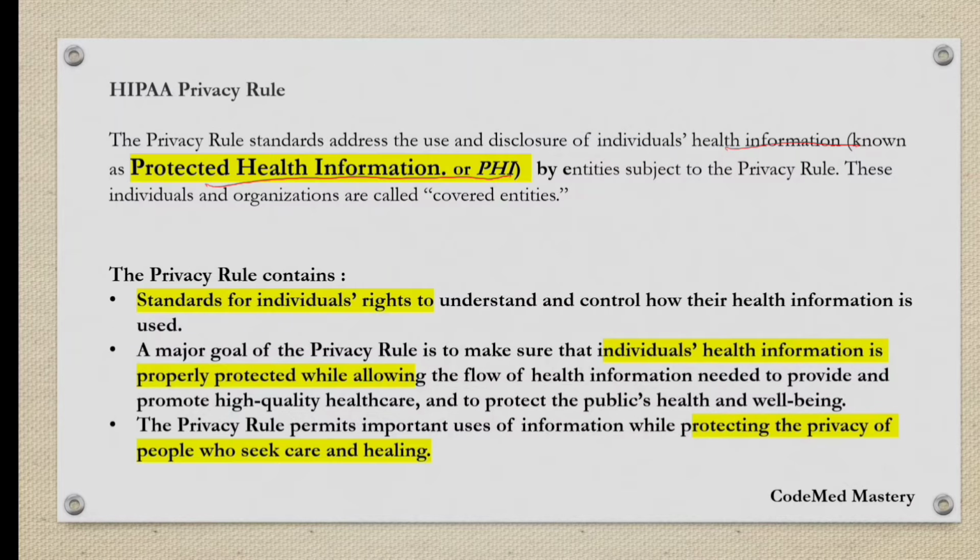So there is a privacy rule that addresses the use and disclosure of individuals' protected health information by entities subject to the privacy rule. So these individuals and organizations are called covered entities. The privacy rule contains standards for individuals' rights to understand and control how their health information is used. And second, a major goal of the privacy rule is to make sure that individuals' health information is properly protected. And the privacy rule permits important uses of information while protecting the privacy of people who seek care and healing.